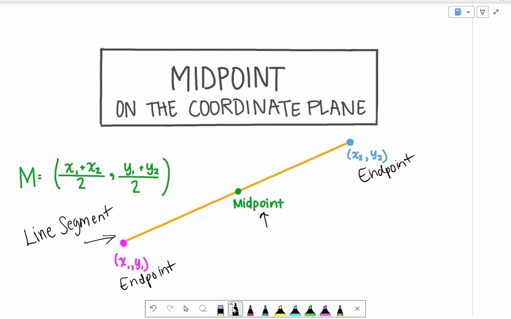Because this is a midpoint, that means that this is equal to this.